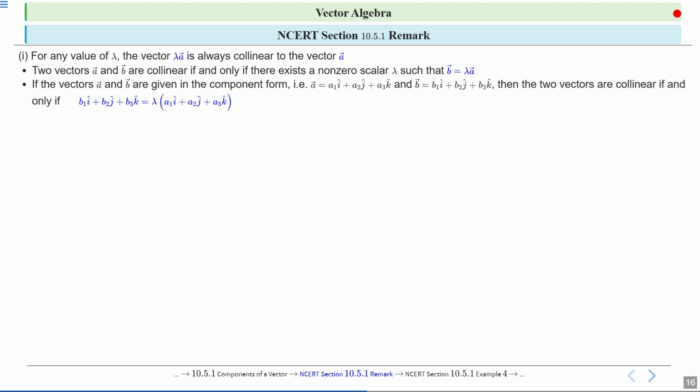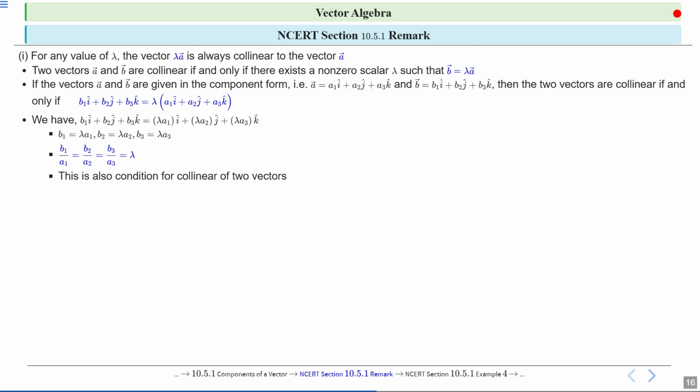So if the vectors A vector and B vector are given in the component form, that is A vector is equal to A1 i cap plus A2 j cap plus A3 k cap, and B vector is equal to B1 i cap plus B2 j cap plus B3 k cap, then the two vectors are collinear if and only if B1 i cap plus B2 j cap plus B3 k cap is equal to lambda A1 i cap plus lambda A2 j cap plus lambda A3 k cap. So B1 is equal to lambda A1, B2 is equal to lambda A2, and B3 is equal to lambda A3. So B1 upon A1 is equal to B2 upon A2 is equal to B3 upon A3 is equal to lambda. This is also a condition for the collinearity of two vectors.